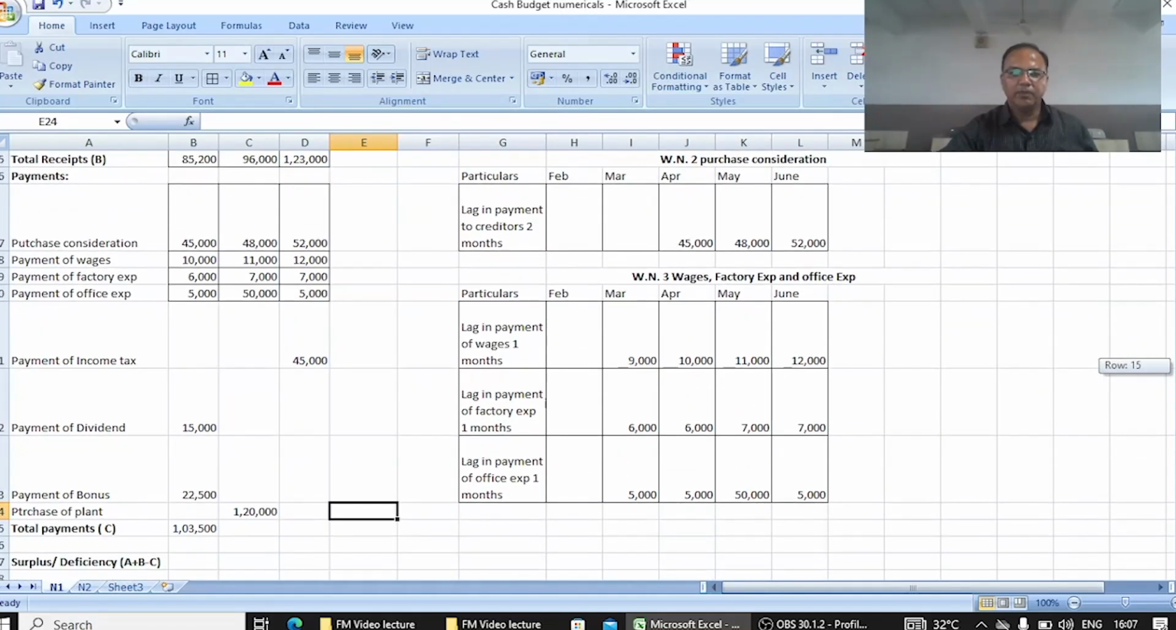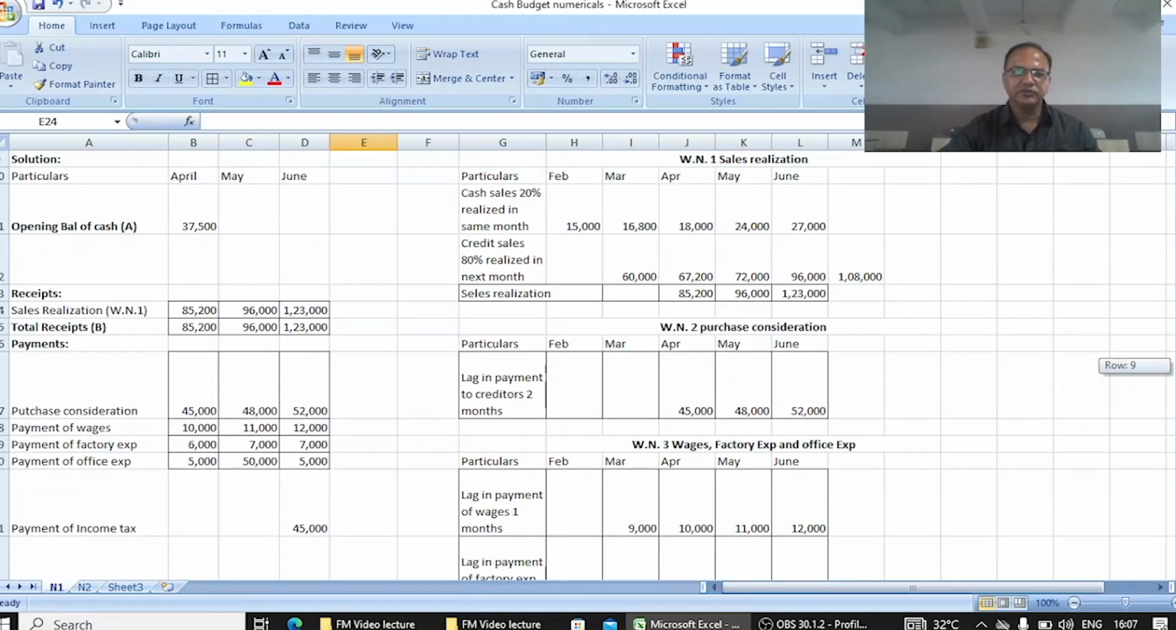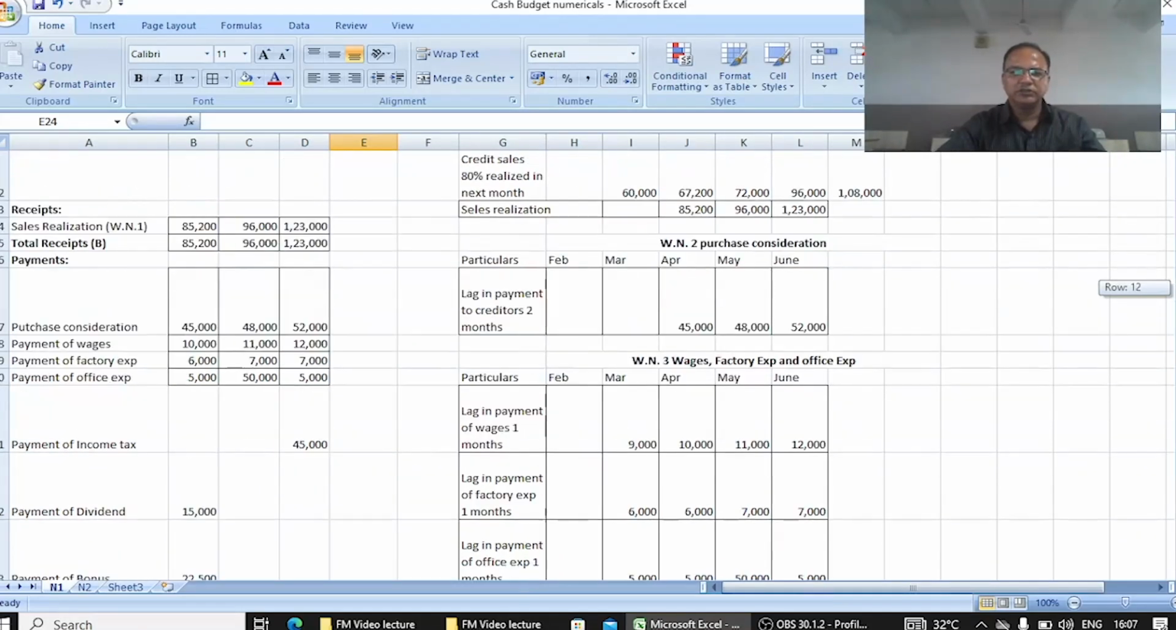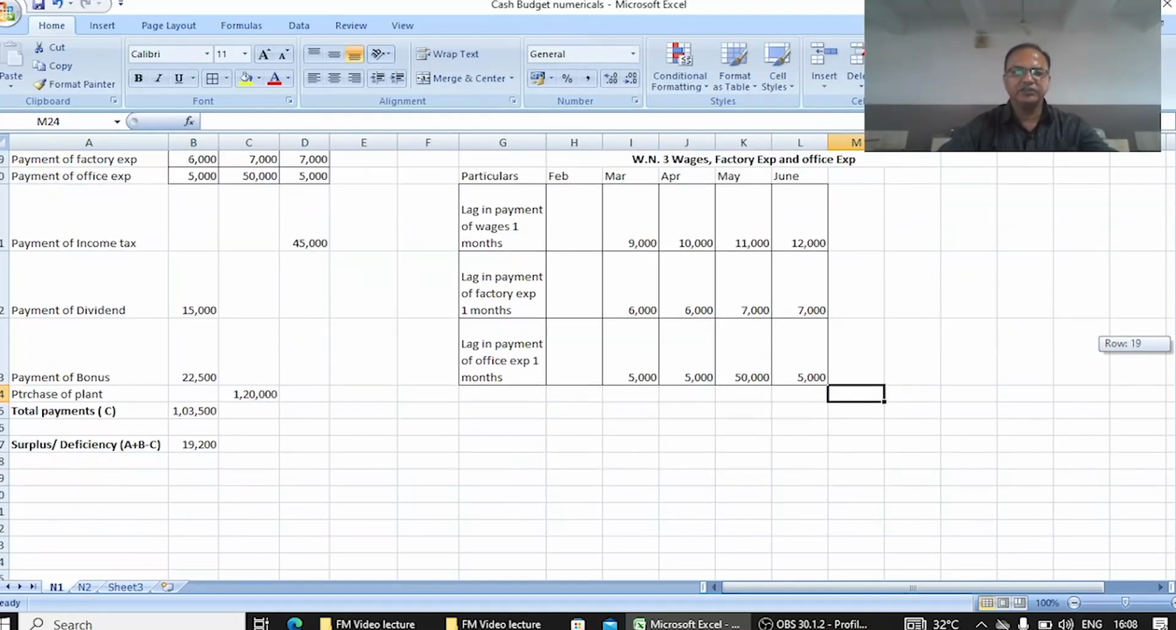So by calculator, if you find the figure, it was 37,500 plus 85,200. It was 122,700. 122,700 minus 103,500. It means 19,200. This is surplus or deficiency.